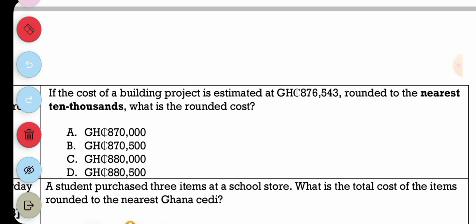Question 6. If the cost of a building project is estimated 876,543 Ghana cedis, round to the nearest 10,000s. What's the rounded cost? So if it's 10,000 we are looking at, it's going to be focused on this. So our answer is going to be 880,000 Ghana cedis. So the answer is C.